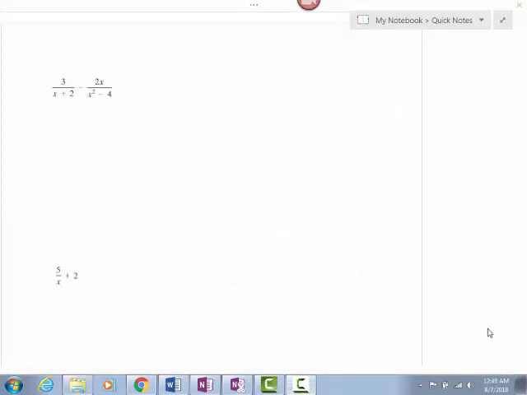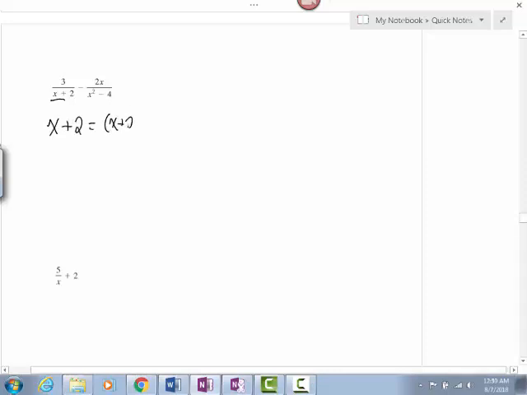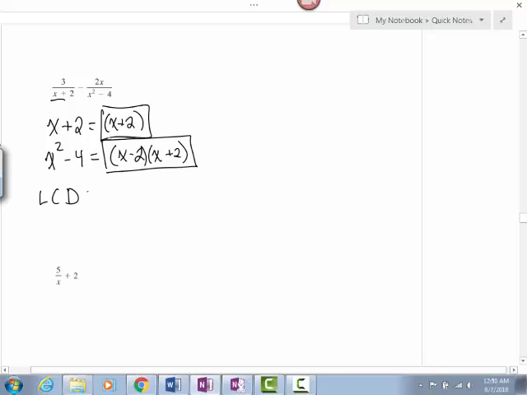Alright, so the next one we have here is 3 over x plus 2 minus 2x over x squared minus 4. Okay, so let's go ahead and factor the first one. Well, x plus 2, we can't really factor it. It's just going to be x plus 2. However, x squared minus 4, we can factor that using the difference of squares into x minus 2 and x plus 2. So again, if I stare and compare to each of these boxes, the two distinct factors that I see that I have are x minus 2 and x plus 2.